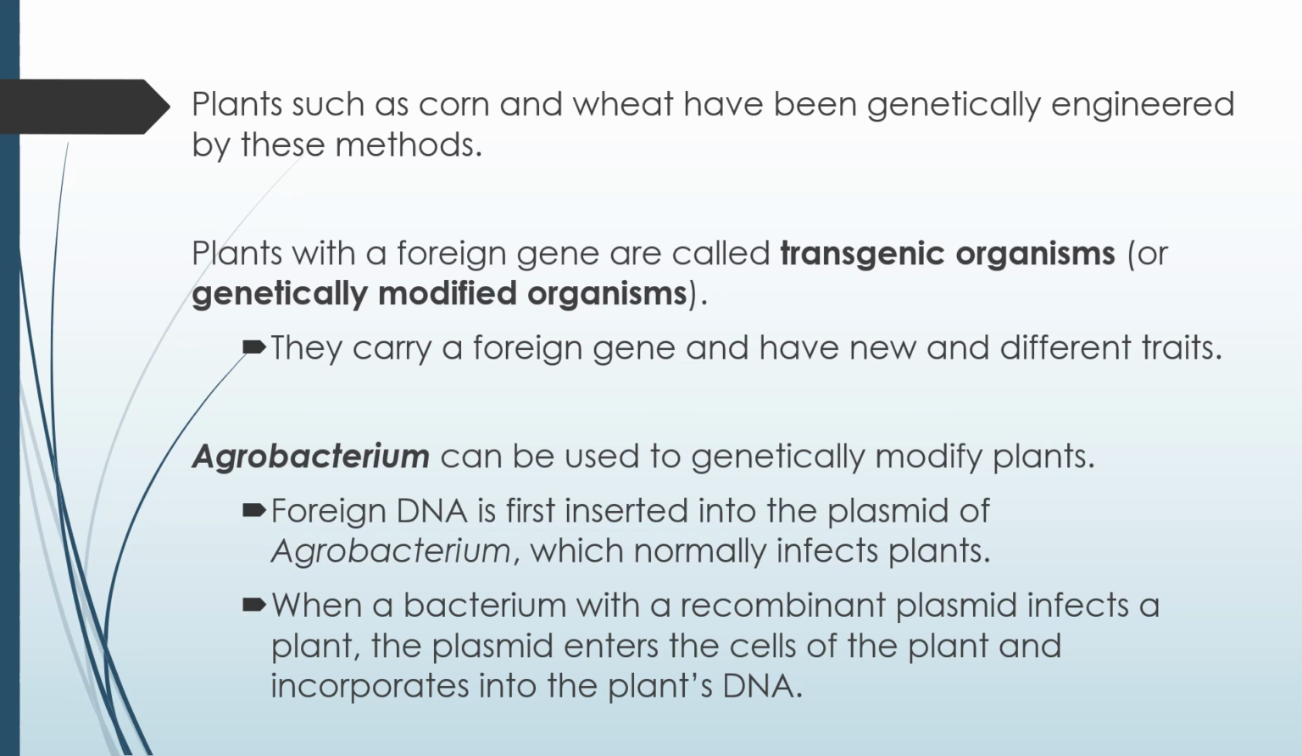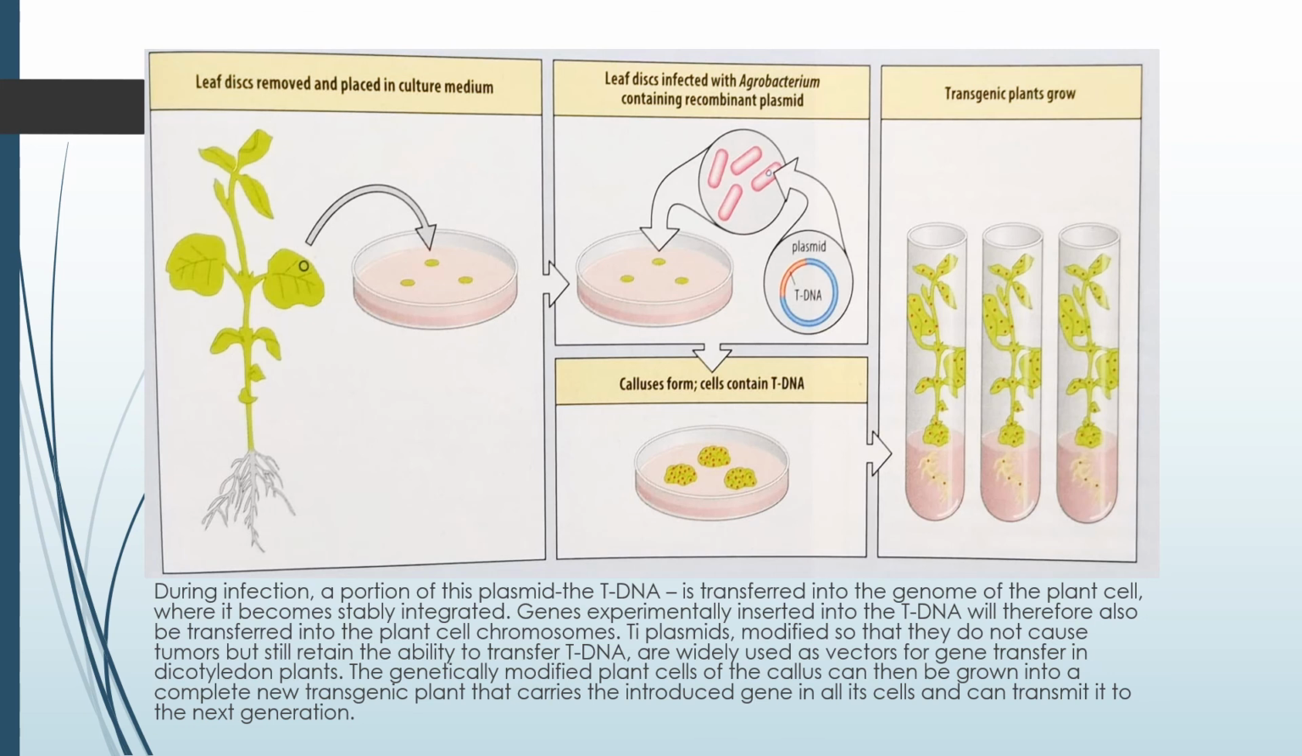So next, we have the agrobacterium, which can be used to genetically modify plants. Here, a foreign DNA is first inserted into the plasmid of the agrobacterium, which normally infects plants. And when a bacterium with a recombinant plasmid infects a plant, the plasmid enters the cells of the plant and incorporates into the plant's DNA. So this is an example of how the agrobacterium could actually affect the portion of the plasmid, which is the tDNA of a certain plant.